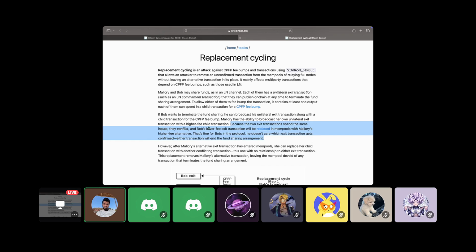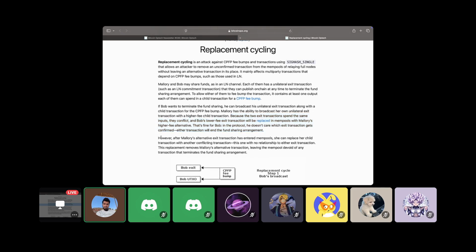But here is where the catch is, right? However, after Mallory's alternative exit transaction has entered mempools, she can replace her child transaction with another conflicting transaction, this one with no relationship to either exit transaction. This replacement removes Mallory's alternative transaction, leaving the mempool devoid of any transaction that terminates the fund sharing arrangement, right? So now what do we have?